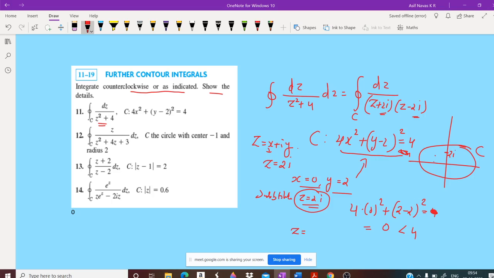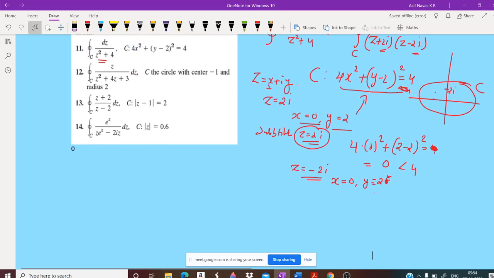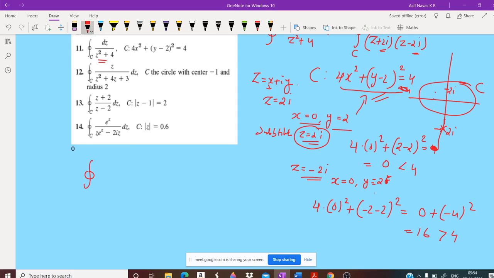Now you check whether z equal to minus 2i is inside. Minus 2i means x equal to 0, y equal to minus 2. So now you substitute here 4 into 0 square plus (minus 2 minus 2) all square. So this is equal to 0 plus (minus 4) all square, which is equal to 16, which is greater than 4. Therefore minus 2i is outside the contour. So minus 2i is outside the contour, 2i is inside the contour.